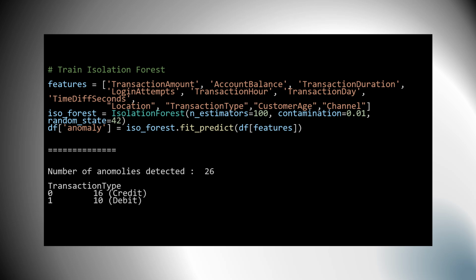After running the model, the number of anomalies detected was 26. I did a quick check on transaction types to see how that broke down. And we had 16 anomalies that were credit and 10 that were debit. If you remember from earlier, this is a little off because most of our transactions were of the debit type. Maybe transaction type is a key indicator of whether there is an anomaly or not.